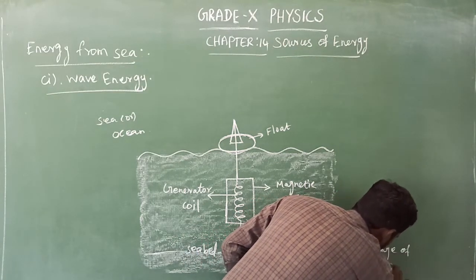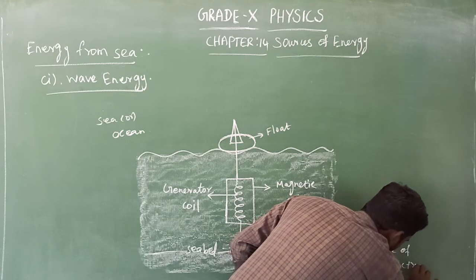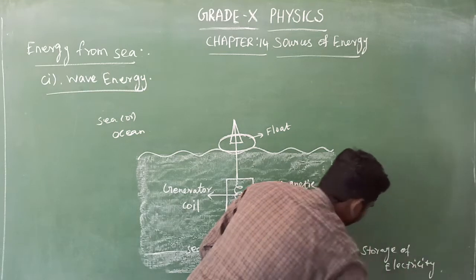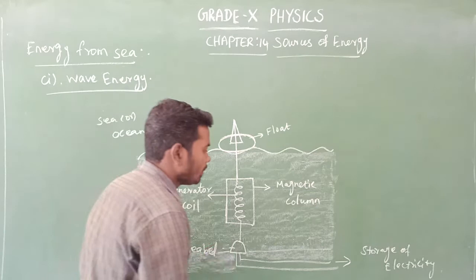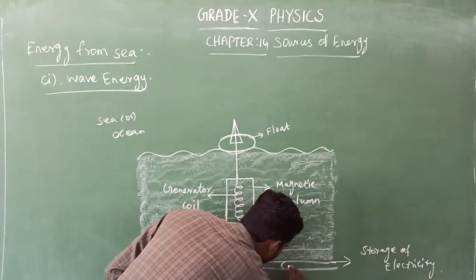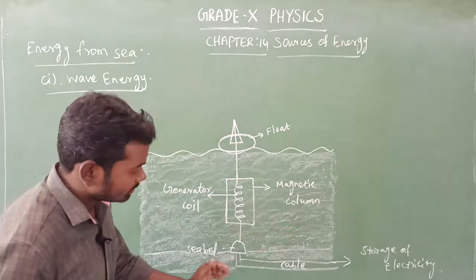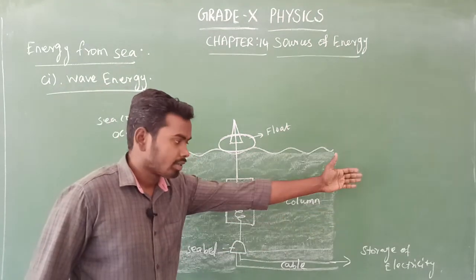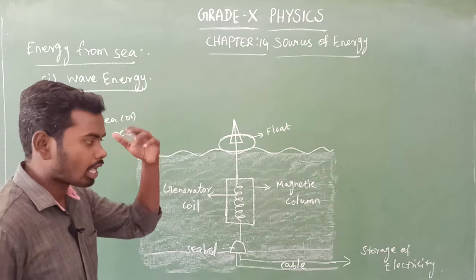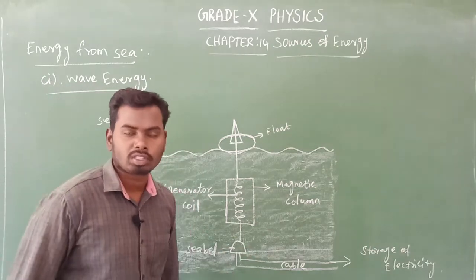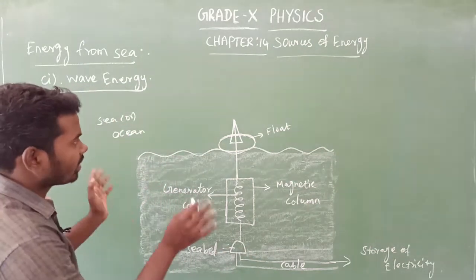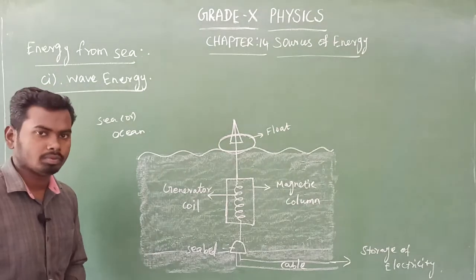Storage of electricity. So this is the cable. Through this cable, electricity is transferred to the next site, which means above the surface of the sea or ocean water. So this is a schematic diagram of wave energy.